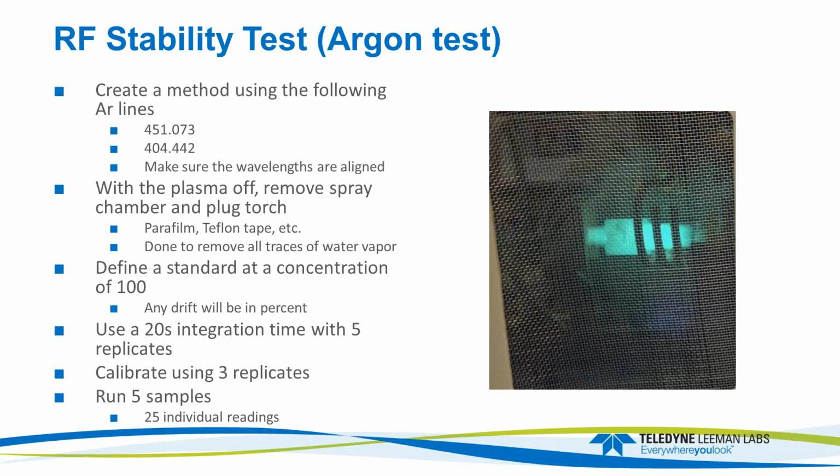Again, we define a standard at 100. That way we can see the drift in percent. And for this test we use 20-second integration times with 5 replicates, calibrate with 3, and the same as the mercury lamp test, we'll run 5 samples and we'll generate 25 individual readings.